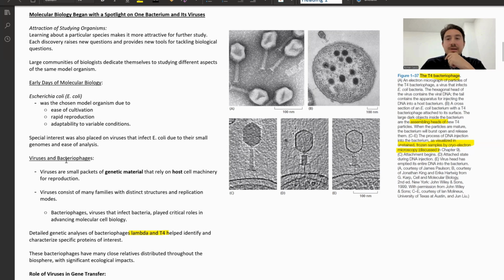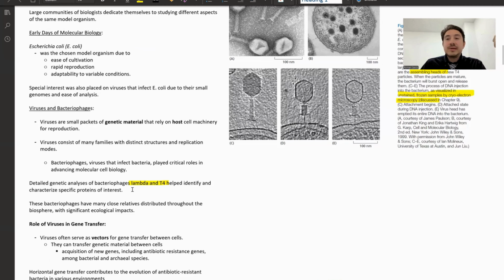Not all bacteria are easy to culture in a lab, right? So its adaptability to variable conditions. So special interest was placed not just on the bacteria, but also on viruses that infect E. coli, of course due to their small genomes and ease of analysis. So you had like a two-in-one deal there. You had the bacteria and the viruses that affect the bacteria.